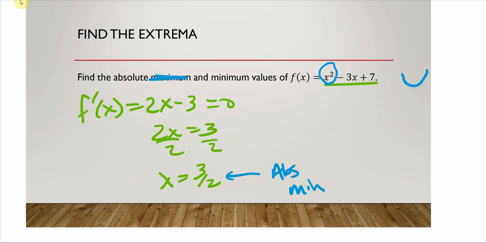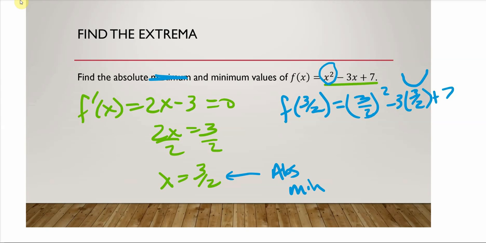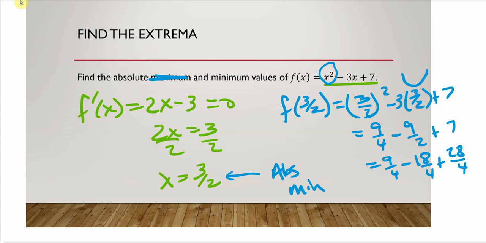So how do I find the value? Well, I have to take the x coordinate and plug it back into my function. So I'm going to find f of 3/2. That's going to give me 3/2 squared minus 3 times 3/2 plus 7. That's going to give me 9/4 minus 9/2 plus 7. That's 9/4 minus 18/4 plus 28/4. They all have the same denominator. So 28 minus 18 is 10, and 10 plus 9 is 19/4.